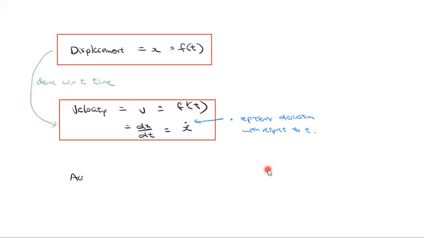And acceleration, which we represent by a, is, well, the derivative of v with respect to time. But because v is the first derivative, then it would alternatively be the second derivative of displacement with respect to time, and therefore written as x double dot. You might rarely see it written as v dot, but more likely you'll see it as x double dot if you see that notation. Or of course, it would be f double dash t. They're all equivalent.